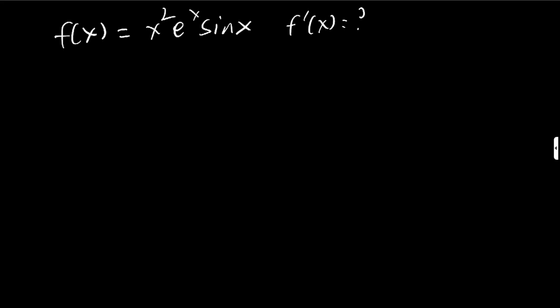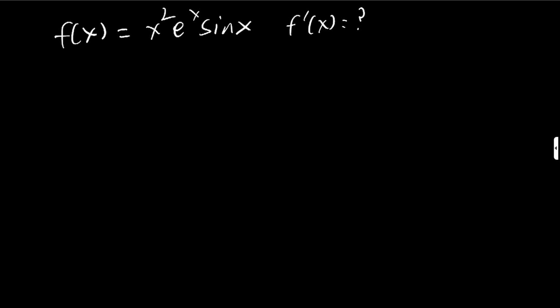Hello everybody. For those of you interested in a product rule for a product of three functions, this is the video for you. This one's not going to be as long as my other ones, but there's not really much to cover here. So you might be wondering, if I gave you a function like x squared e to the x sine x, right? And I asked you to find the derivative of this, so f prime of x is equal to what?